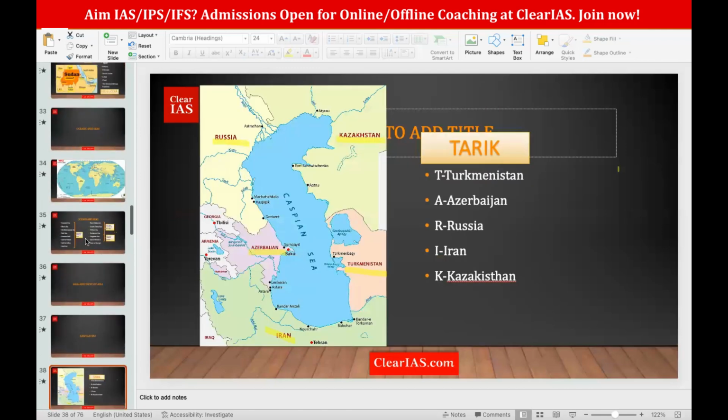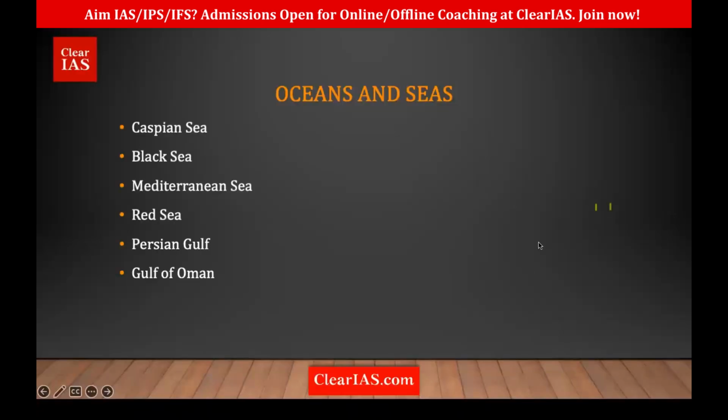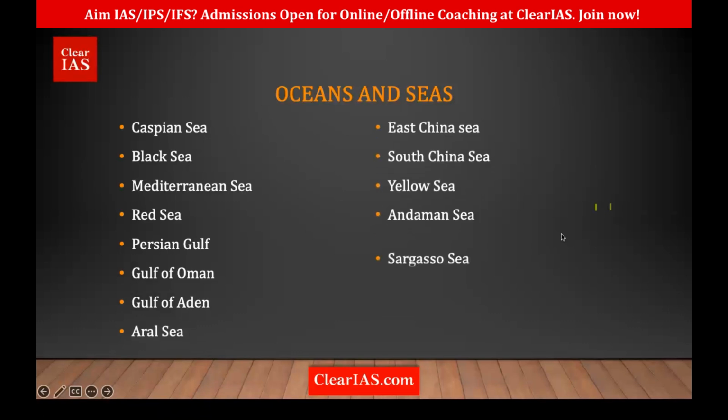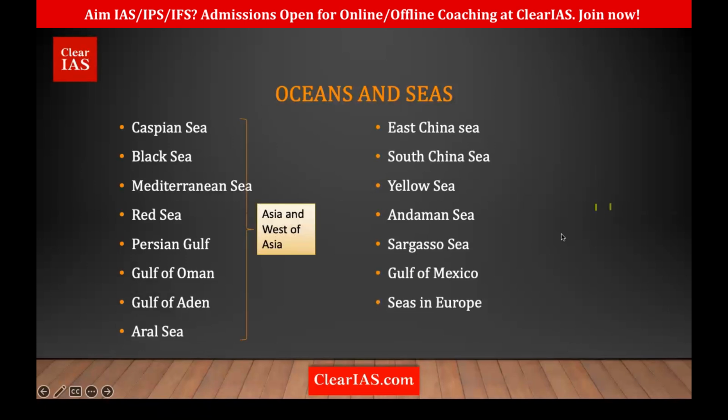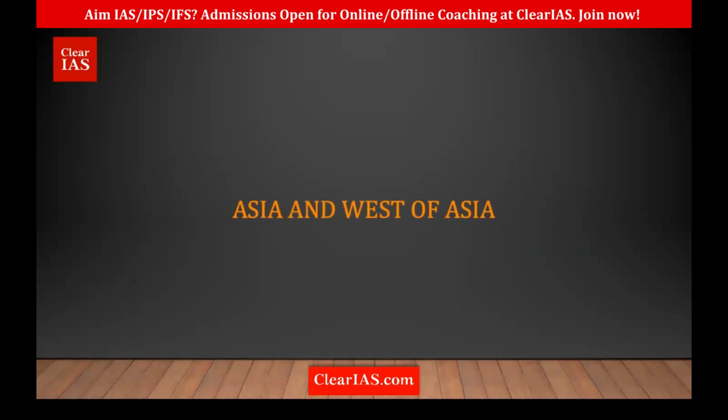Okay, so we start with this. So we spoke about Caspian Sea, Black Sea, Mediterranean Sea, Red Sea, Persian Gulf, Gulf of Oman, Aral Sea, East China Sea, South China Sea, Yellow Sea, Andaman, Sargasso Sea, Gulf of Mexico, seas in Europe. So this part is Asia and West Asia, then East Asia and Southeast Asia, Sargasso Sea, and the Atlantic Ocean, and the seas of Europe.